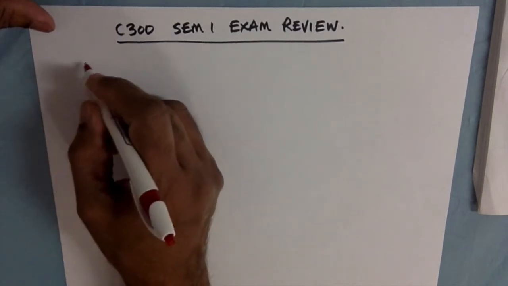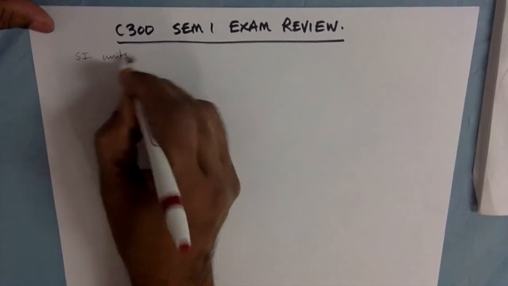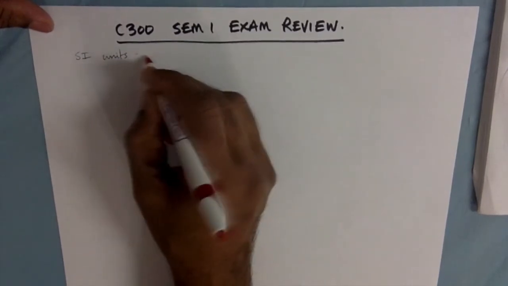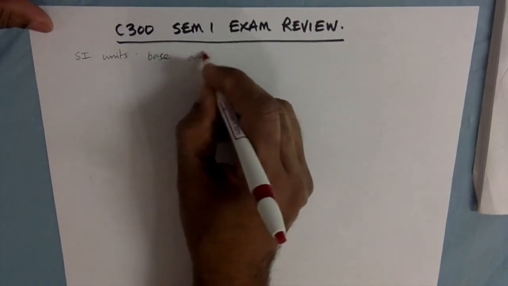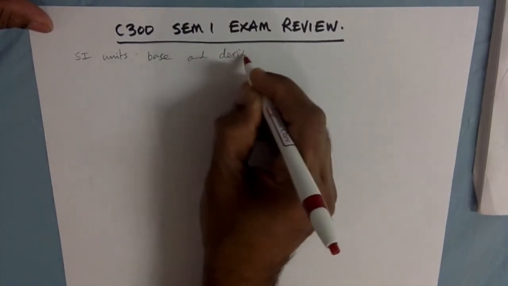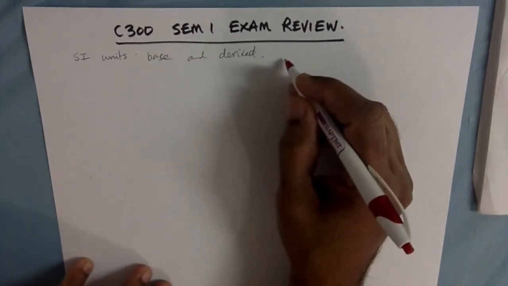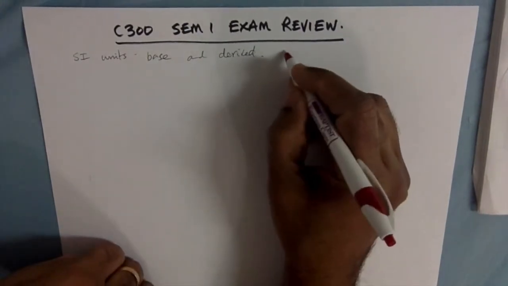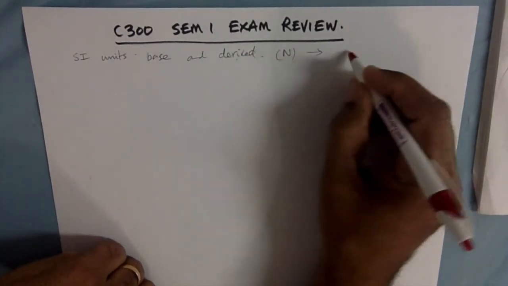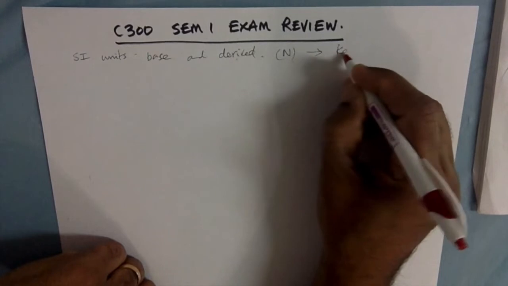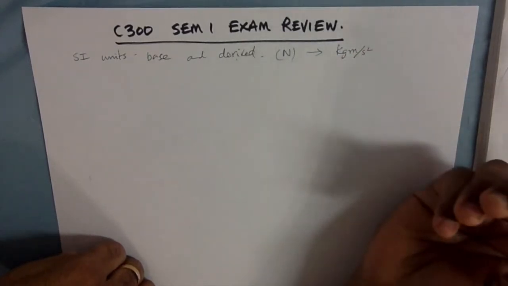SI units, both base units and derived. Like for instance, what's the SI base unit of Newton? Newton is a derived unit, so what's the SI base unit of Newton? That will be kilogram meters per second square because it's mass times acceleration.